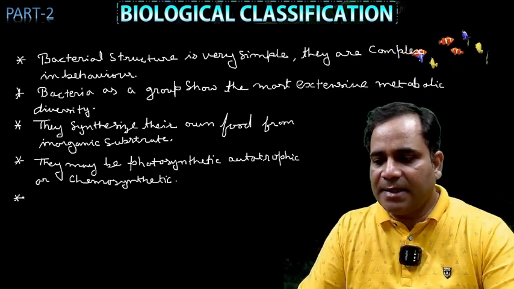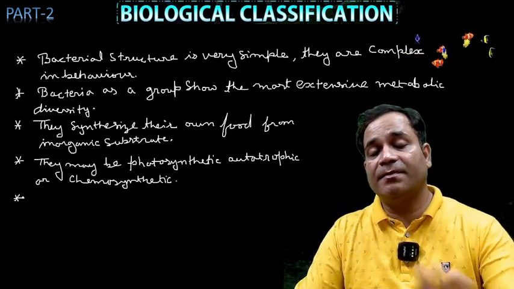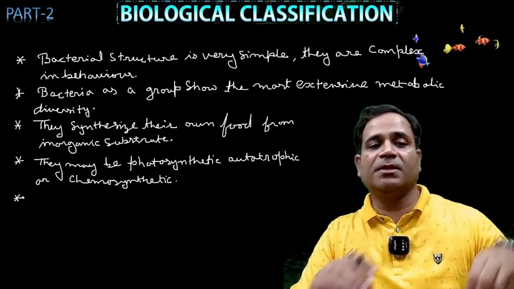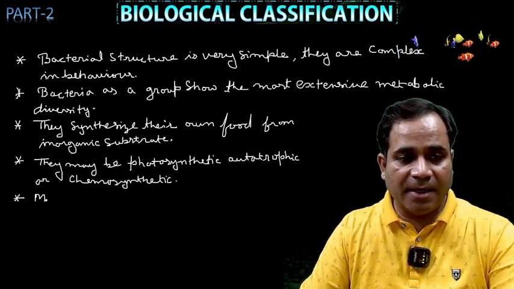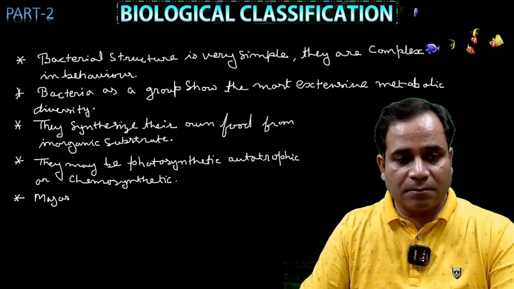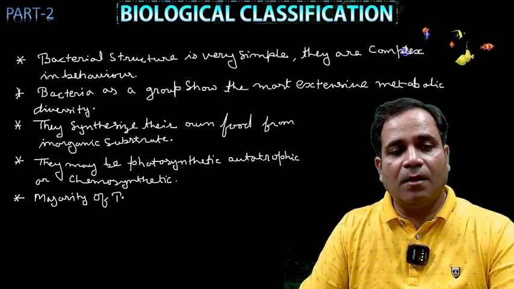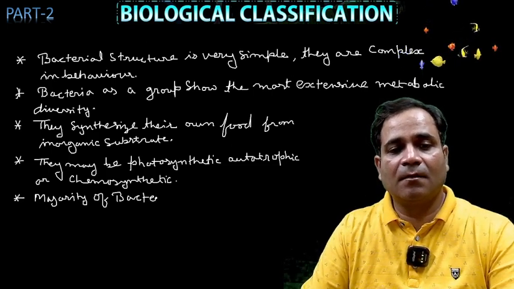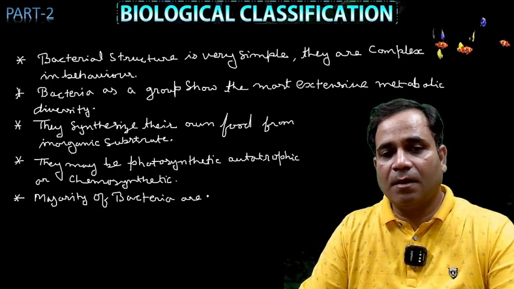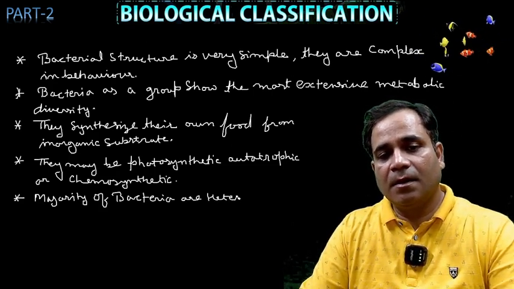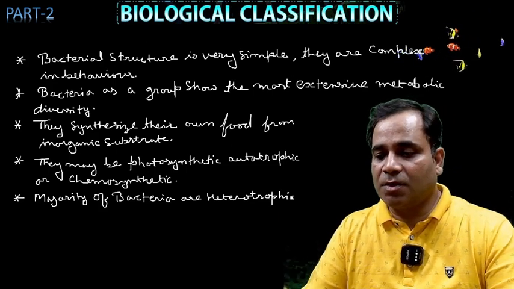Now, the next important thing here is that the majority of bacteria are heterotrophs. Some are photosynthetic, but the majority of bacteria are heterotrophic. So I'm writing here: majority of bacteria are heterotrophic.